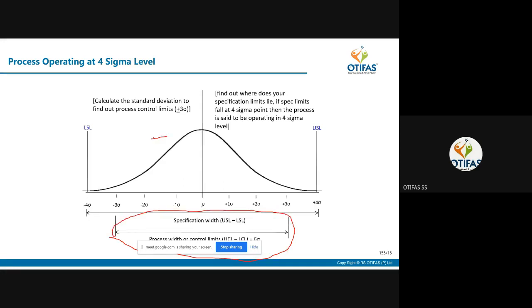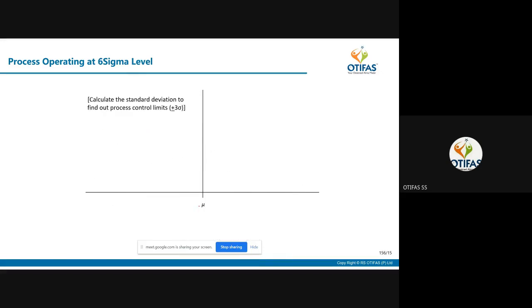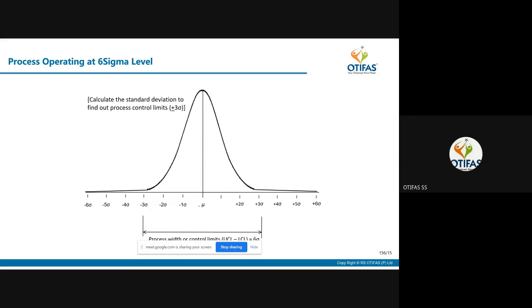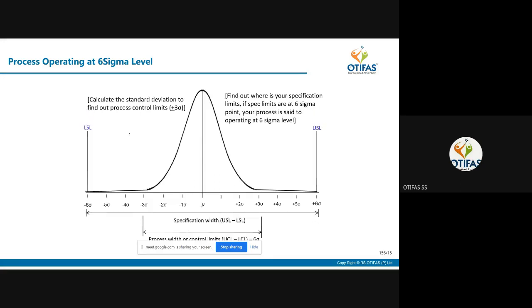Even if there is a small variation here and there, a process shift, I am still able to meet the customer requirement. That is the benefit when you have a good capable process. If your process is not capable, any shift in the process leads to defects. A process operating at 6 sigma level will be just half. You have this specification width, and when your control width is just half of the specification width, it is said to be operating in 6 sigma. That means CP is equal to 2.